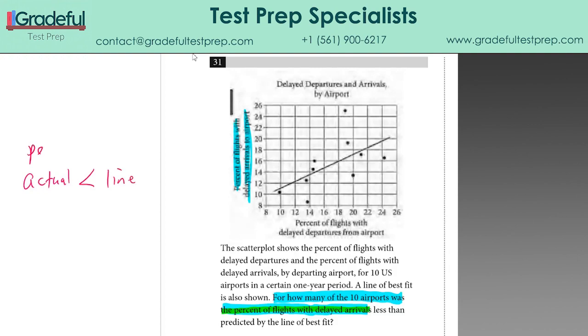The actual would be the points, by the way. So how many times are the points below the line? 1, 2, 3, 4, 5, 6. For how many of the 10 was it there? For 6 of the 10, and the answer for 31 is a nice and easy 6.